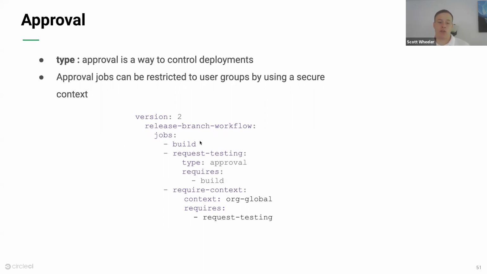If you want to restrict an approval step to a certain group of folks, you can do that by creating a secure context and scoping the context to the team of approvers. That'll prevent anyone who's not in the team from running the job. Sorry, it won't prevent it. The build will fail if they don't have access to the context, not allowing it to continue.